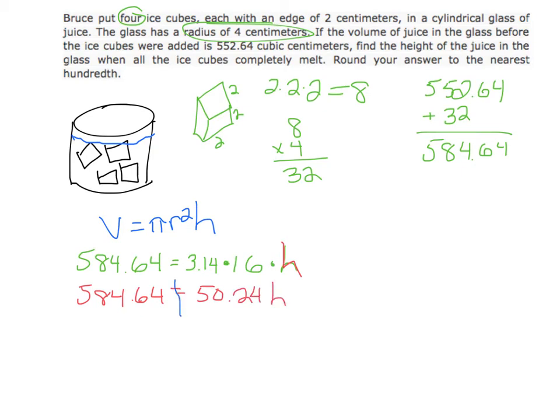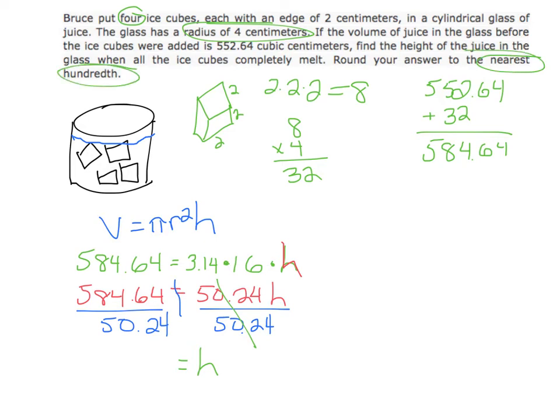From here, draw the wall, divide both sides by 50.24, and you can use your calculator. Those cancel. We will have h equals, and if you type it in your calculator and round to the nearest hundredth, which is 2 decimal spots, we get 11.64 centimeters. So this glass is 11.64 centimeters high.